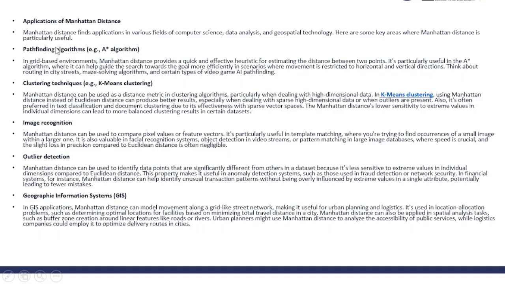Manhattan distance gets used for pathfinding algorithms, for example, just now we discussed Google Maps. It can also be used for clustering data where lower sensitivity is needed. It can also be used in image recognition, and for outlier detection also, because it is less sensitive to extreme values. It can also be used for GIS applications like grid-like street networks and these features.